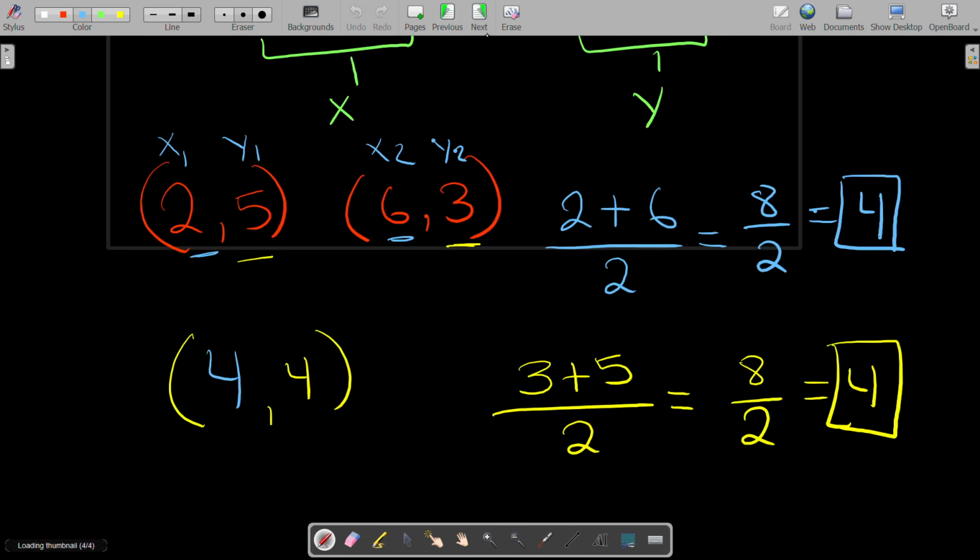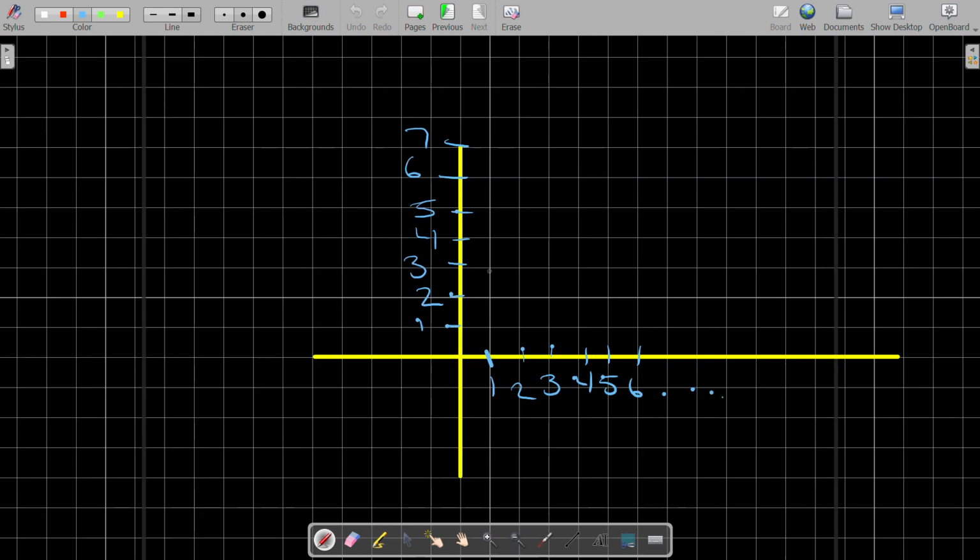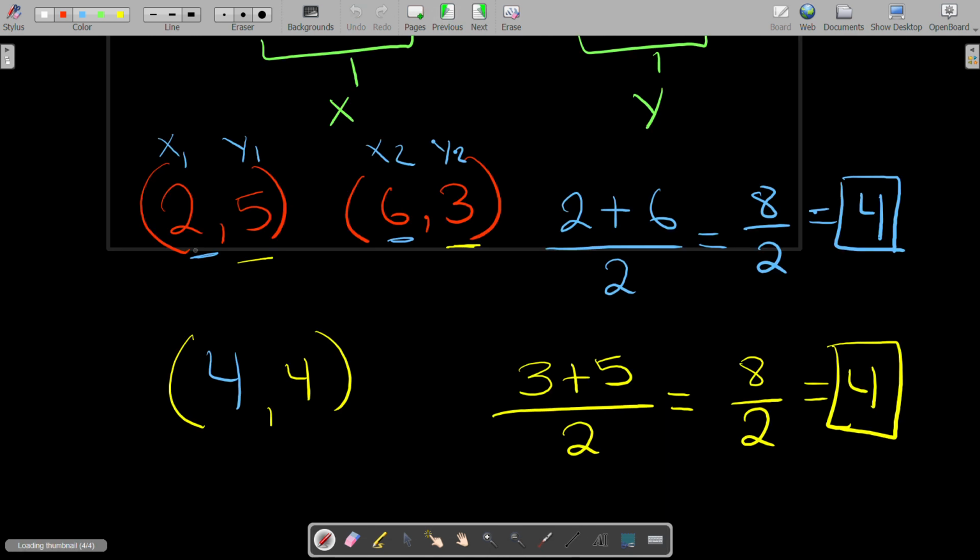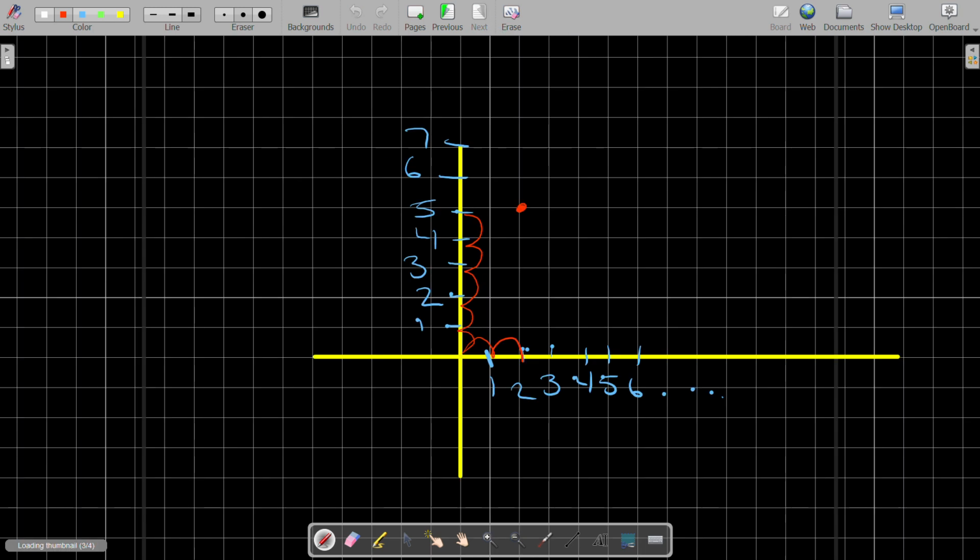We have (2, 5). To plot that, we would go 2 to the right, and then 5 up: 1, 2, 3, 4, 5. So that's right here. We'll label this point as point A, and the other will be point B.